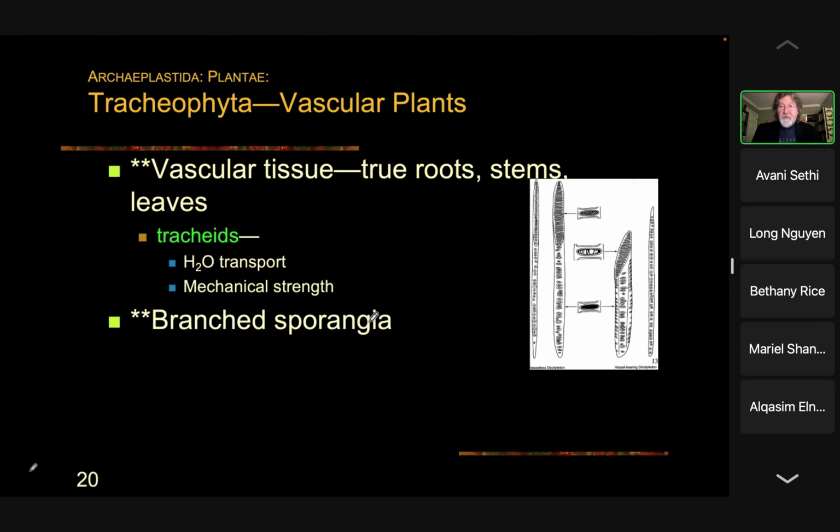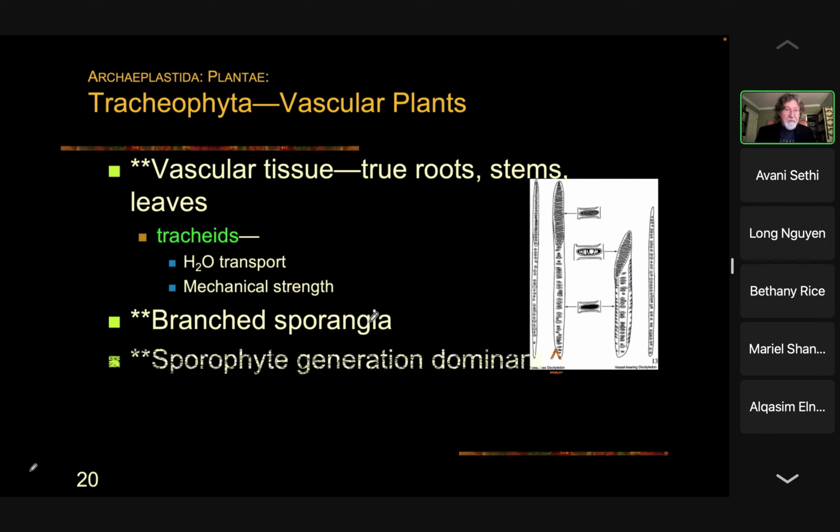Furthermore, in the sporophyte, the sporangia are branched. Now as we saw in the moss, the sporophyte had just one branch, one capsule, one sporangium. But we'll find here the sporophytes will have branched sporangia. That is typical of all the tracheophytes. And in this case, the sporophyte generation is dominant.